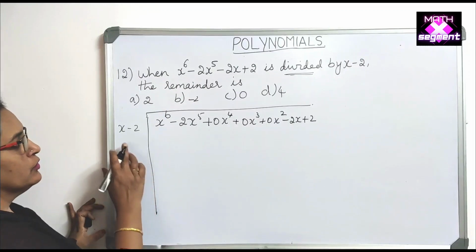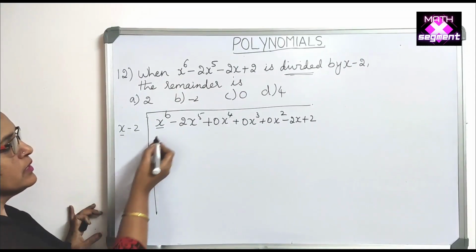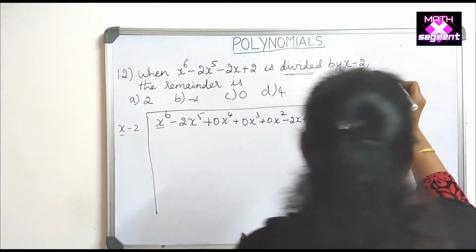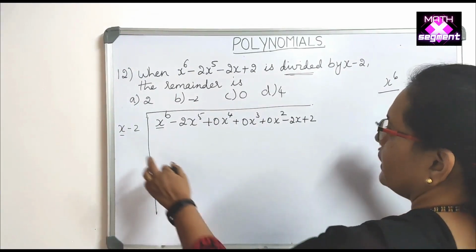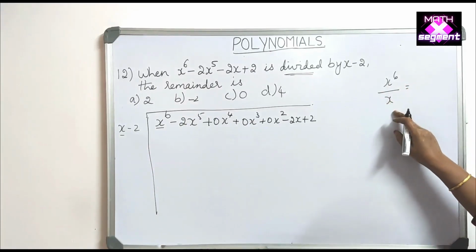Let us start the sum. To start, we have to take the first term here and the first term there. So take the first term as x to the power of 6 divided by the divisor's first term, x. Both places have the variable x.